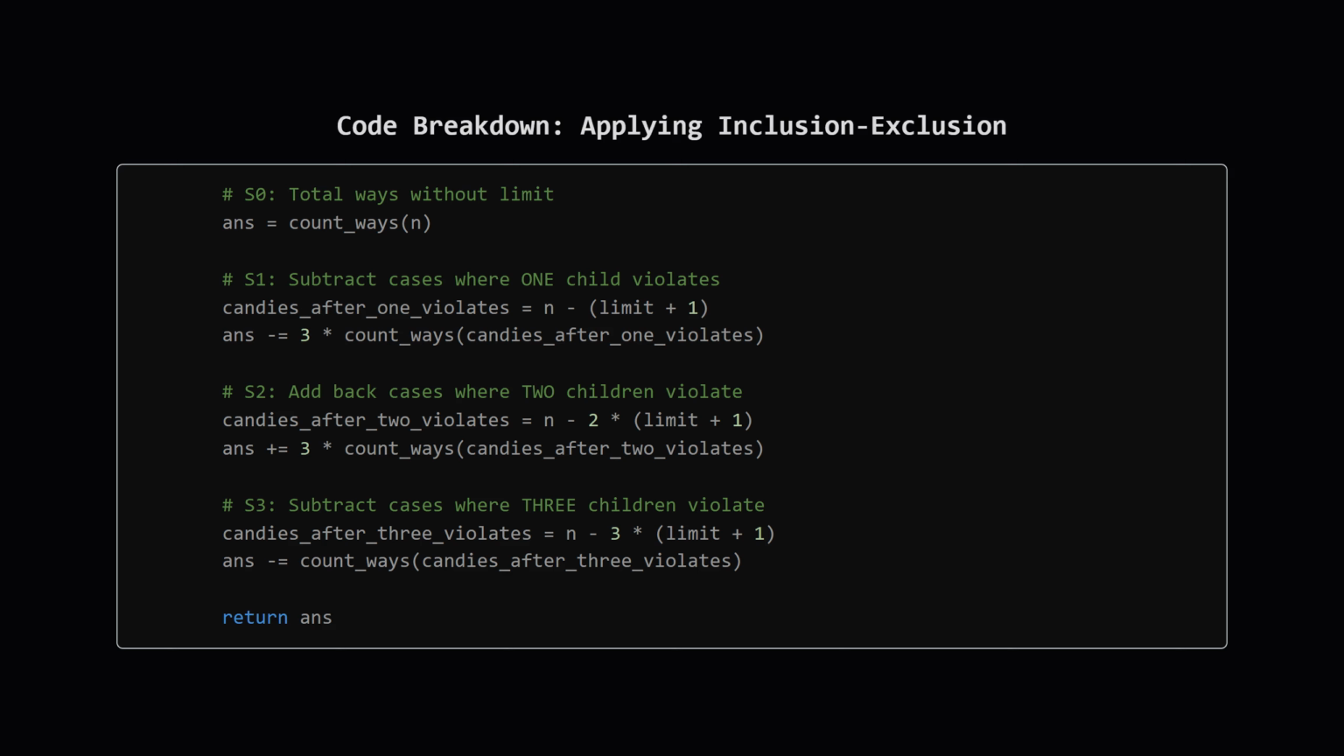Next, we add back for 2 children violating. Candies left are n minus 2 times (limit plus 1). Call count_ways, multiply by 3, and add. Finally, subtract for 3 children violating. Candies left are n minus 3 times (limit plus 1). Call count_ways, and subtract. No multiplication by 1 needed, as there's only one way for all 3 to violate. And that's it. The value in ans is our result.